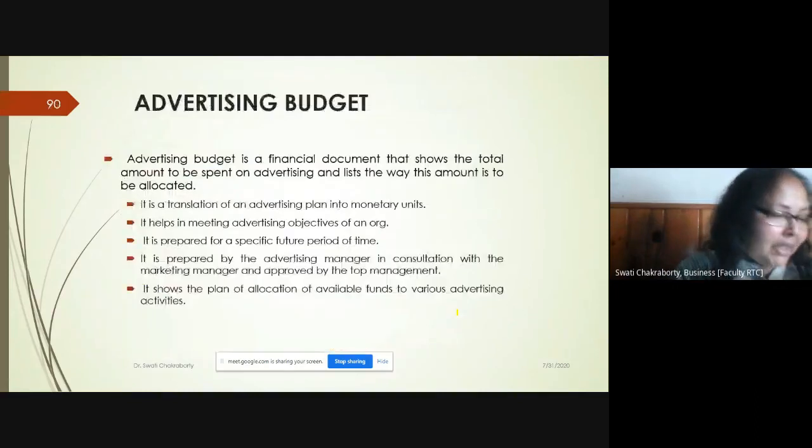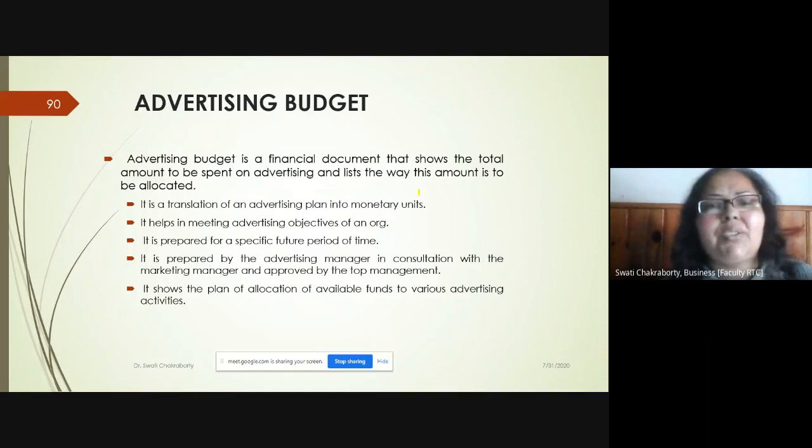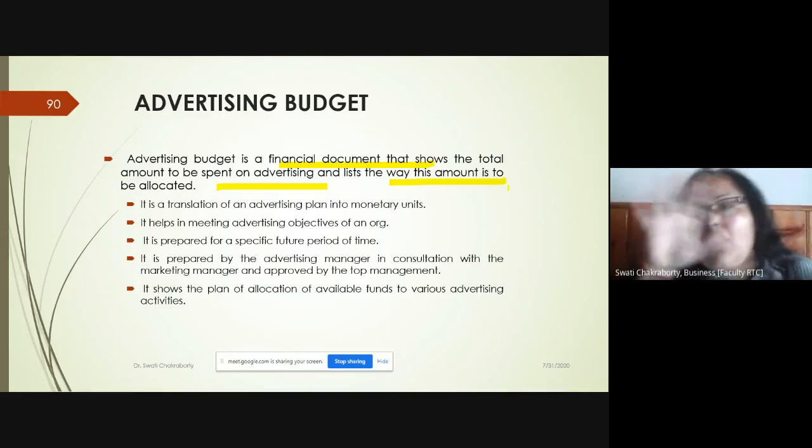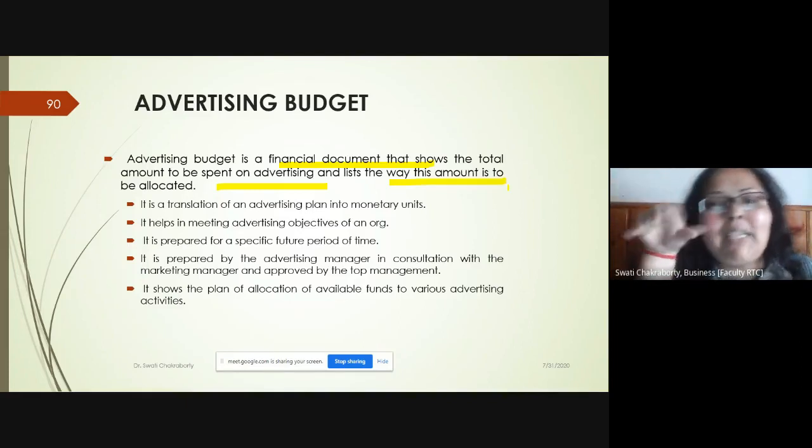Okay, next comes up is the advertising budget. A budget, what is it? Advertising budget, it's a financial document that shows the total amount to be spent on advertising. And it also lists the way this amount is to be allocated. Not just the total amount, but how the money is to be allocated. So it's a translation of an advertising plan into monetary units.